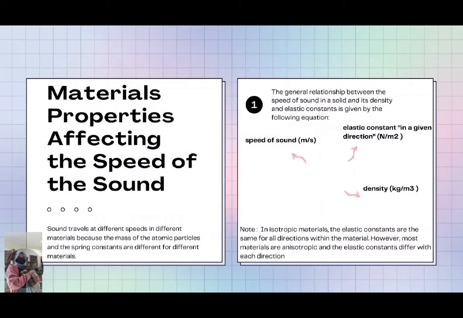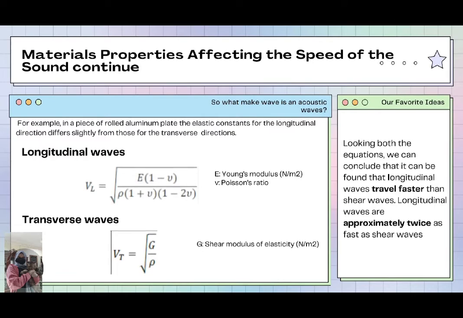And then we continue with the material properties that affect the speed of sound. This one is the general relationship between the speed of sound in a solid, the density, and the elastic constant. You can see that this is the formula. And then they have their own specific formulas. For velocity in the longitudinal wave, these are the formulas. E is the Young's modulus, and you can see that this one is the Poisson ratio. And we have the transverse wave velocity, where G is the shear modulus of elasticity.